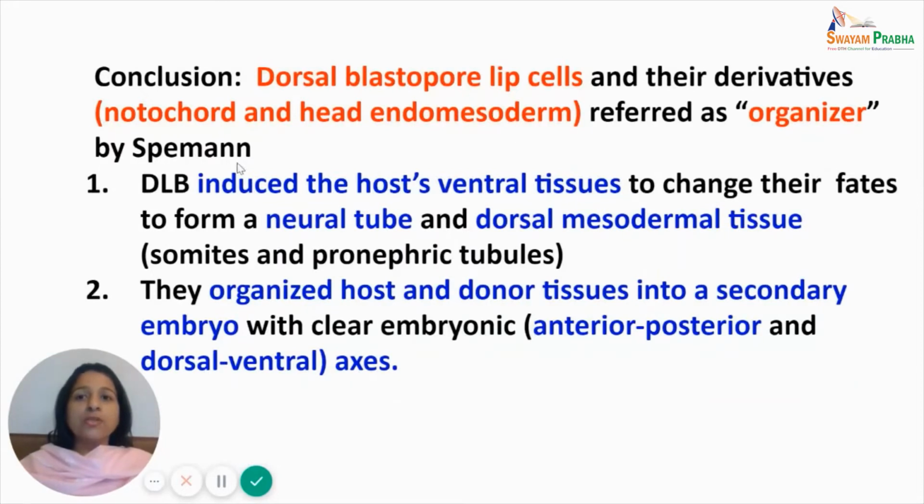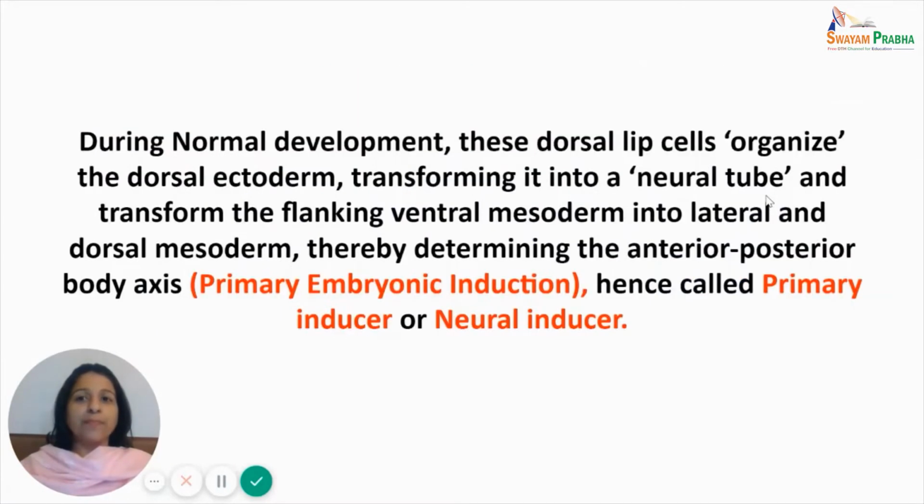Now this dorsal blastopore lip induced the host ventral tissues to change their fates so as to form a neural tube and dorsal mesodermal tissue, that is the somites and pronephric tubules. They also organized the host and donor tissues into a secondary embryo with a clear embryonic axis, that is the anterior-posterior and the dorsal-ventral axis. So here the concept of organizer came into being.